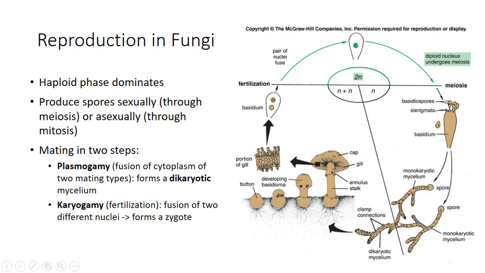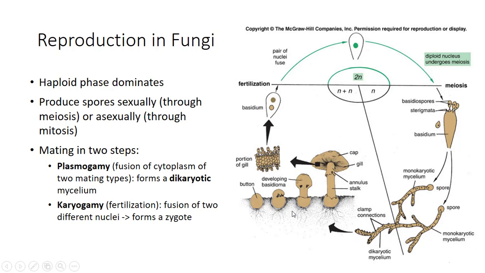But when it comes to mate, these two hyphae are going to fuse. Remember that they fuse, but the nuclei do not fuse. So they fuse the cells and the hypha, but the nuclei do not fuse. This process is called plasmogamy. Plasmogamy, the fusion of the cytoplasm of two mating types. It will form a dikaryotic mycelium. If you look at the dikaryotic mycelium here, you'll see that between the two septa, you're going to have two nuclei in there.